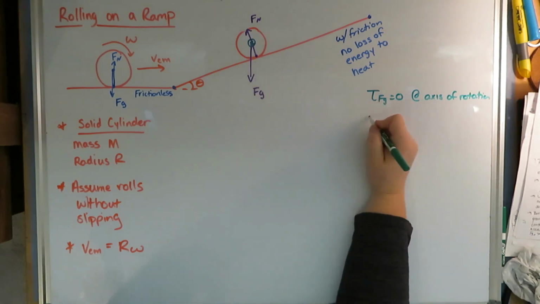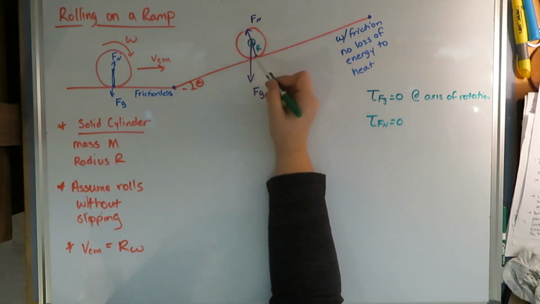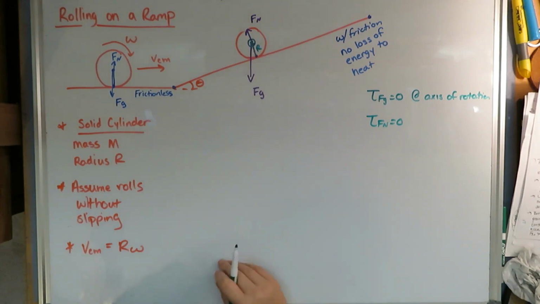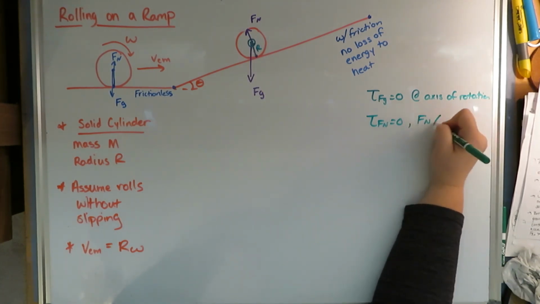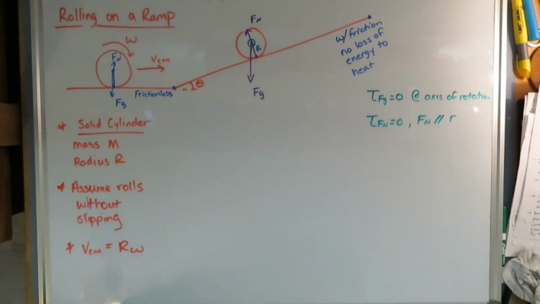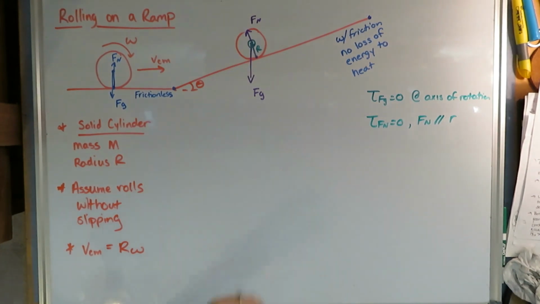If I look at the normal force, the torque due to the normal force is also 0. It has a lever arm R, but the normal force is parallel to the lever arm, so there is no torque. So if this thing is going to slow its rotation, there has to be another force that is exerting torque. Now the question is, what direction does that torque have to point?